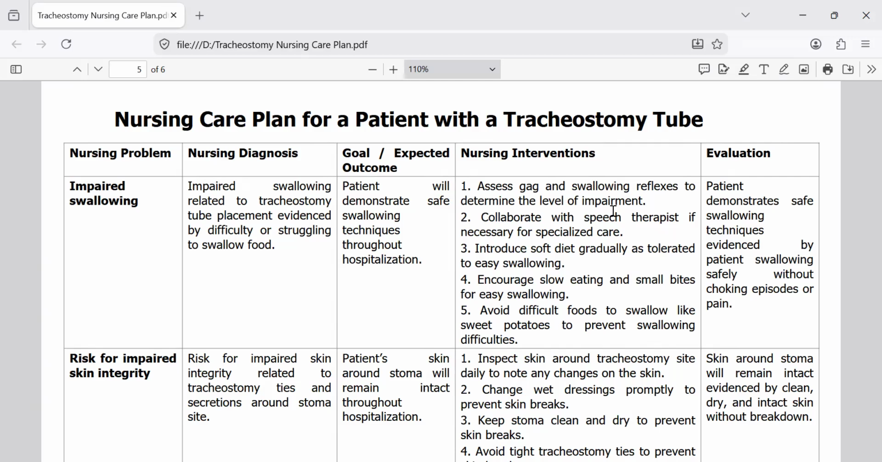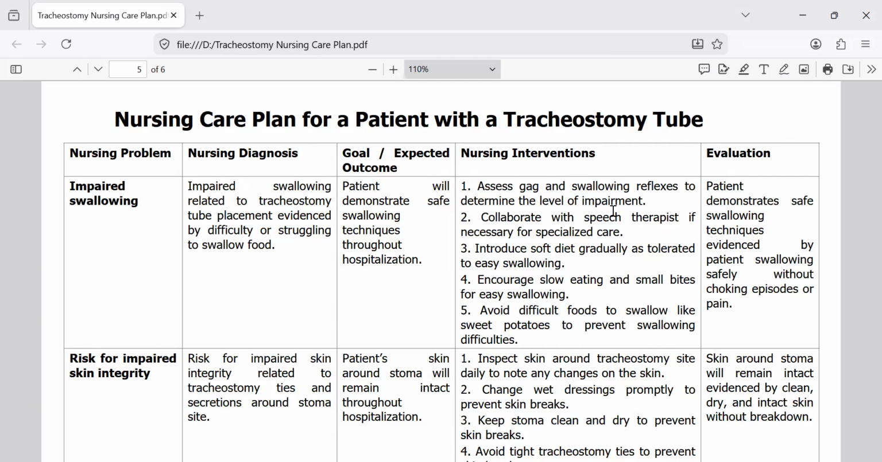So that is why we have a problem we call impaired swallowing. Impaired swallowing, nursing diagnosis. Impaired swallowing related to tracheostomy tube placement, evidenced by difficulty or struggling to swallow food. So this is also very important under anxiety to talk about. Why? Because this patient will struggle to swallow food or will have difficulties to swallow, and they will be anxious. Goal: patient will demonstrate safe swallowing techniques throughout hospitalization. Goals have to be SMART.